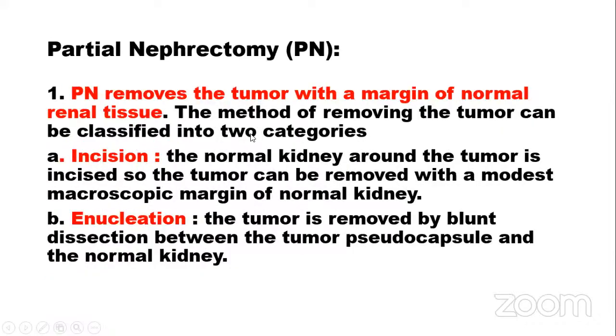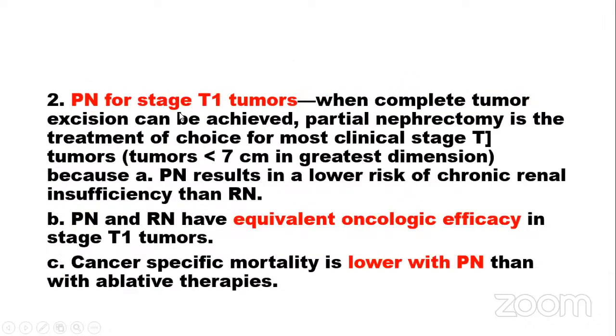Partial nephrectomy removes the tumor with a margin of normal renal tissue. The methods of removing the tumor can be classified into incision or enucleation. In incision, the normal kidney around the tumor is incised, so the tumor can be removed with a modest macroscopic margin of normal kidney. In enucleation, the tumor is removed by blunt dissection between the tumor pseudocapsule and the normal kidney. This is the difference between the two: incisional or enucleation.